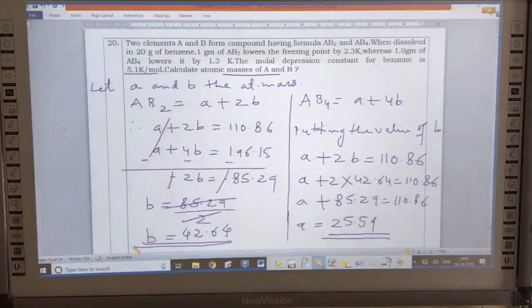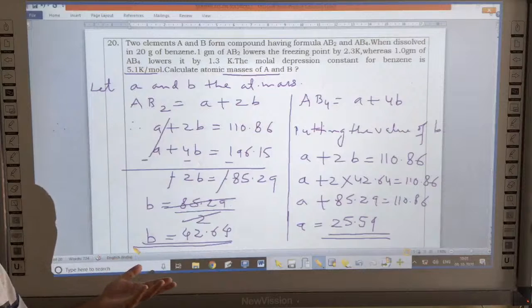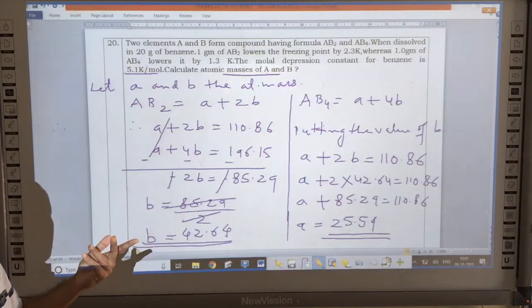Okay. Now that's all for today. The remaining numerical, that is on osmotic pressure, we will continue day after tomorrow.